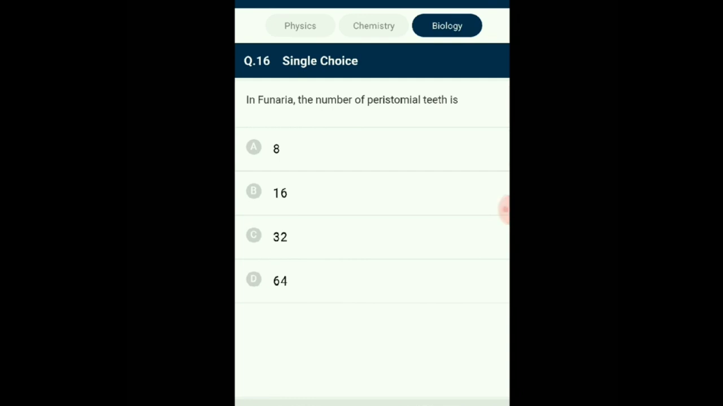The inner peristome teeth do not show hygroscopic movement. So the answer is option C, 32.